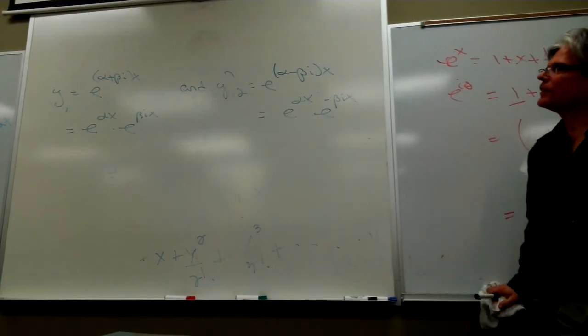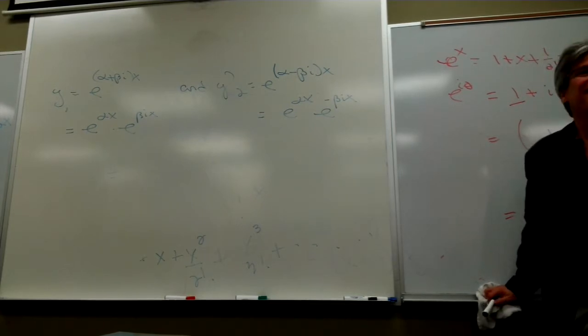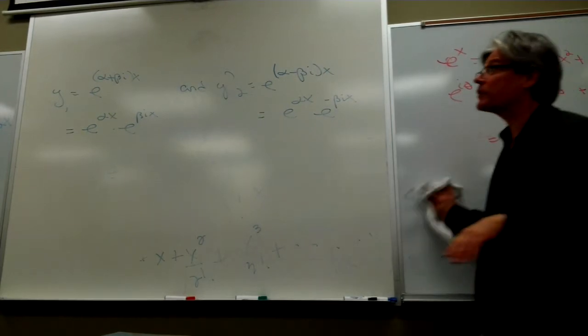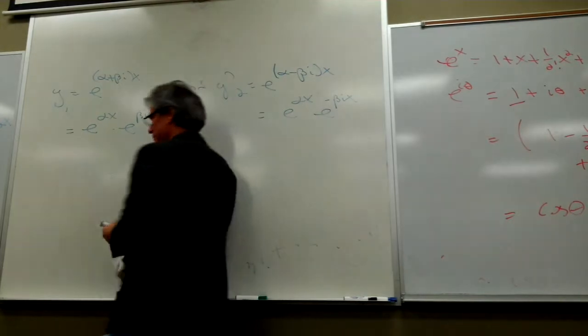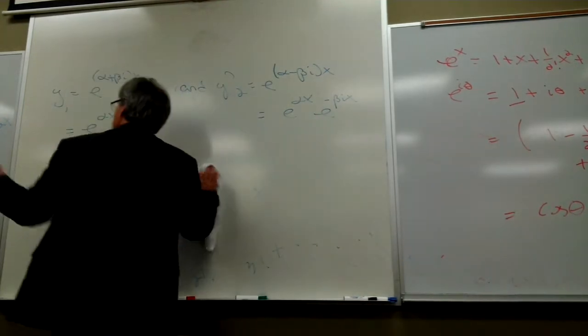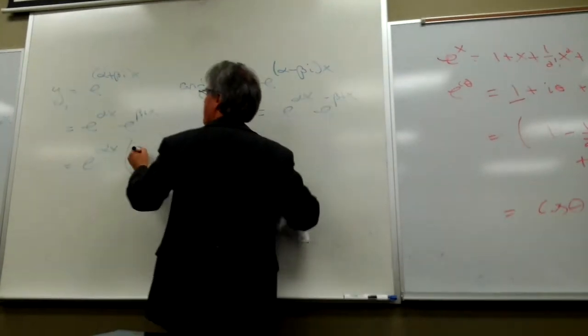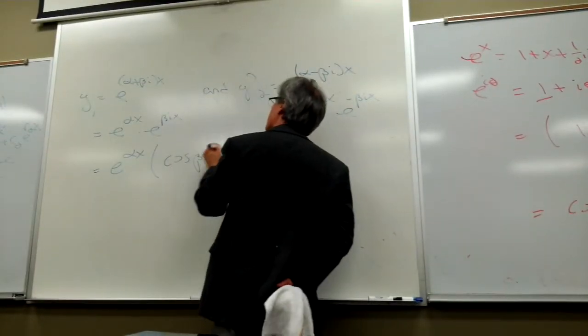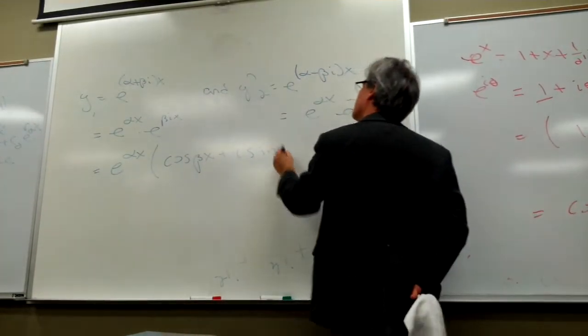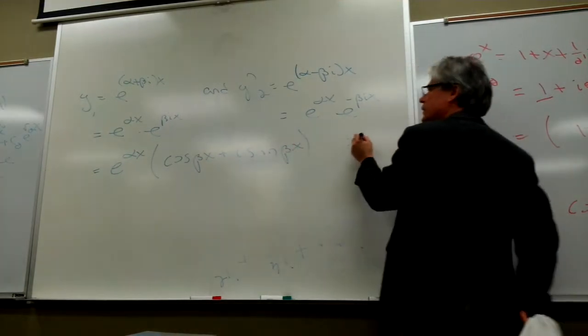But see, I think I'm going to do something more important. Instead of just calculating, I think I'm going to generate what my solutions must look like for the DE. So you guys look at play. Using Euler's identity, doesn't that give me this? And over here, doesn't it give me this?